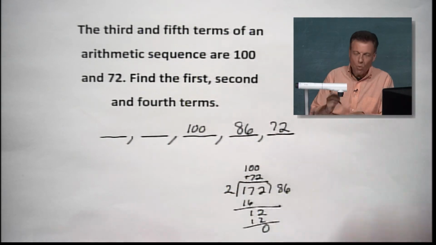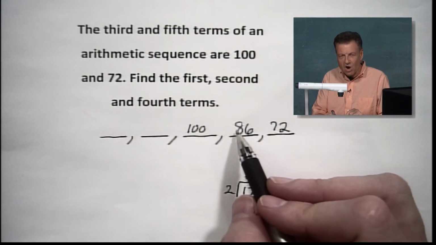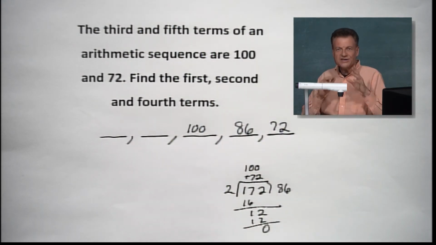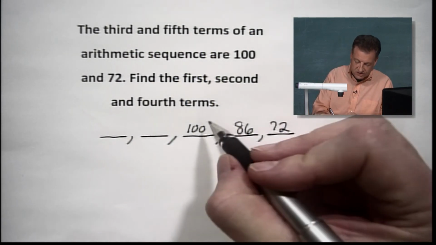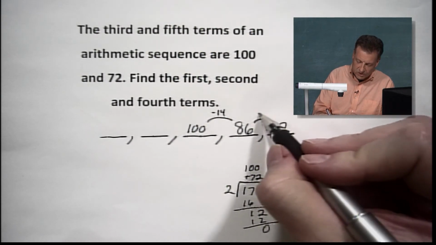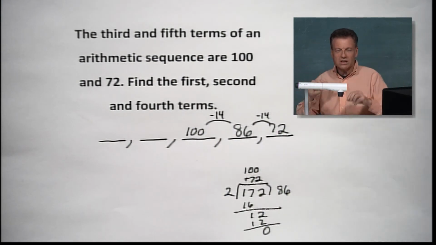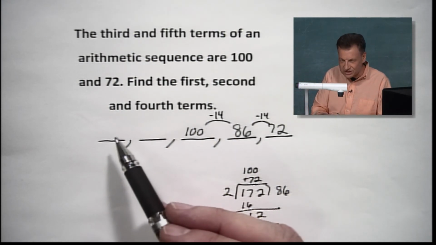Now, why is it important to establish that? Because we can figure out how far away it is from 100 and how far away from 72. In other words, what's our common difference? What just happened? Well, it looks to me like we subtracted 14, and here, we subtracted 14. Now, time to work a little bit backwards. How do we get back up here? How do we go back upstream, so to speak?